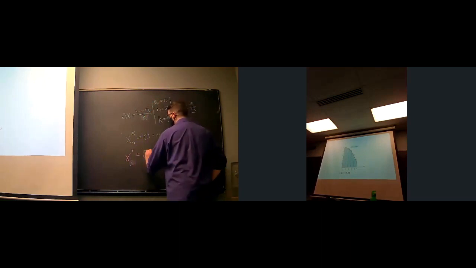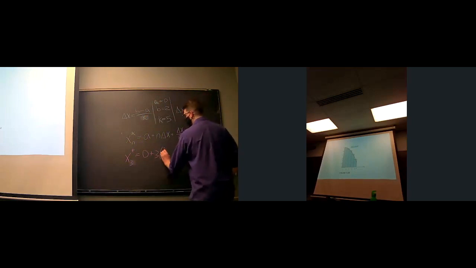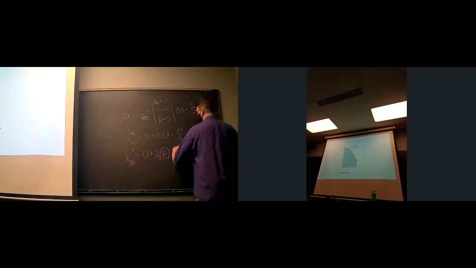Now, going back to that example of 3, we're going to have 1, 2, 3, and then add a half an interval, right? So this is going to be x 3 star is equal to 0 plus 3 times 2 over 5 plus delta x over 2 plus 2 over 5. Oh, that's why. Okay.